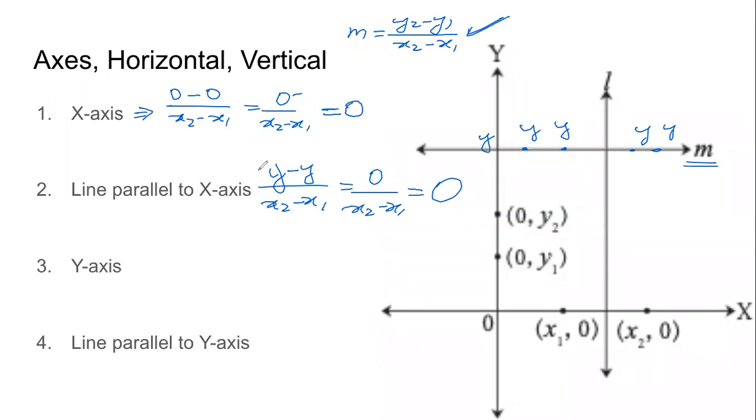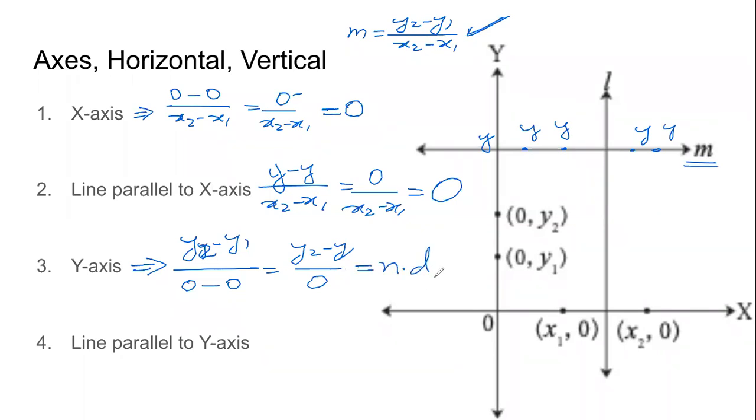Completely opposite thing happens on the y-axis. On the y-axis, the y-coordinates are there, but the x-coordinates are 0. Now this becomes y2 minus y1 by 0. Now once again, if we know our division properly, we know that we don't know how to divide by 0. Not determined, not defined. So the slope of the y-axis cannot be decided, cannot be determined, cannot be calculated.